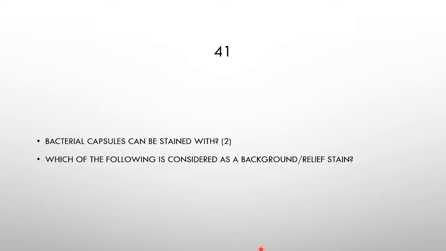At least. Okay? Now, bacterial capsules can be stained using the Hiss method, or the Hiss staining, or nigrosin or India ink staining. Nigrosin or India ink is known as a background or relief stain. So what are we staining when it's a background stain? You are staining the background rather than the organism. So, the Hiss staining method.